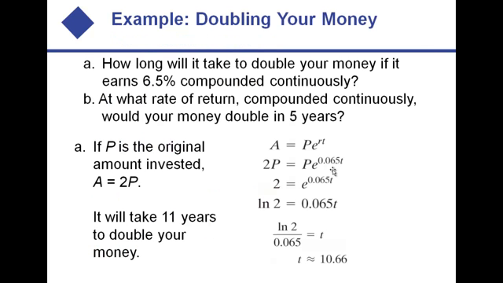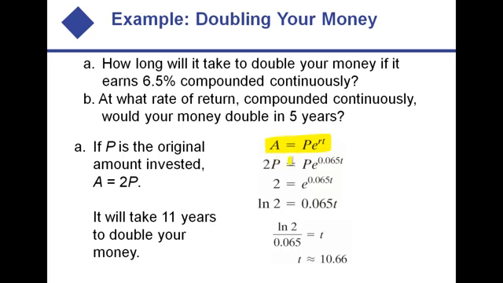Okay, doubling your money. How long will it take to double your money if it earns 6.5% compounded continuously? And at what rate of return, compounded continuously, would your money double in 5 years? P is the original amount invested. The amount that's going to be in your account once it's doubled is always just going to be 2P. So we can plug that into our normal continuous compound interest formula. So now A equals 2P. We're trying to solve for the time that it takes to double when our interest rate is 6.5%.